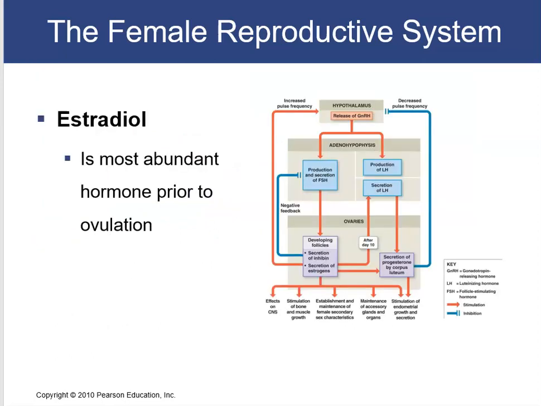Now, the main hormone during the follicular phase, the first half of the cycle, is estradiol. This is the most abundant hormone prior to ovulation. So again, we see here FSH will cause the development of the follicles, and this is where estrogen comes from.